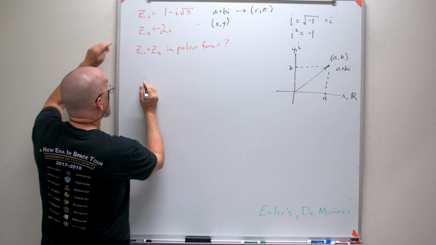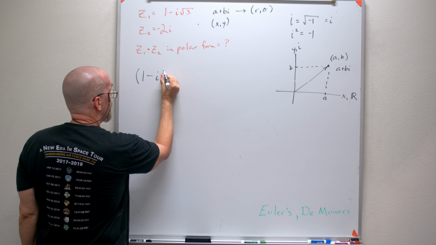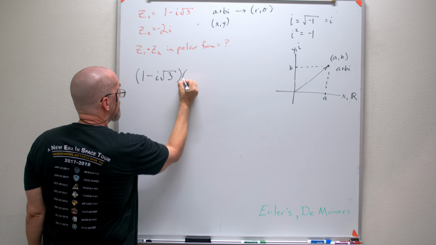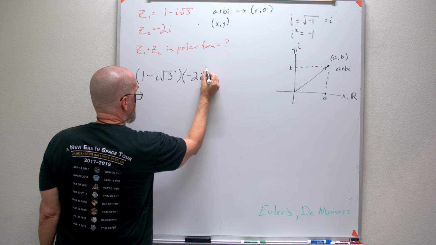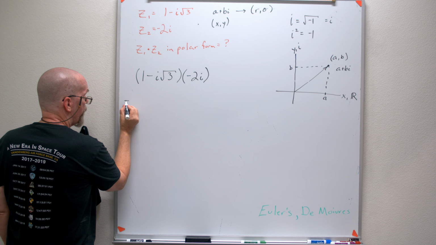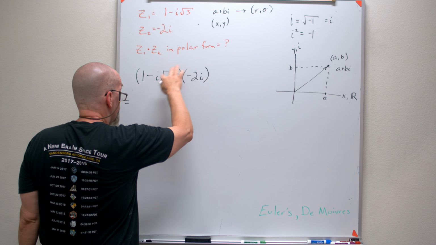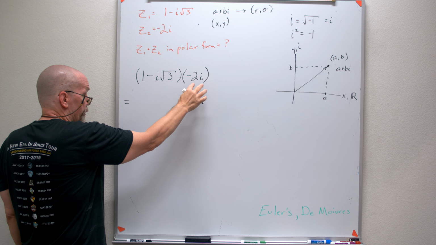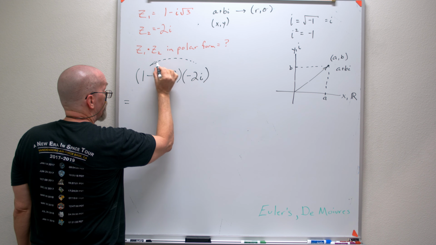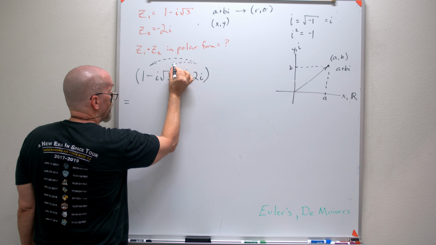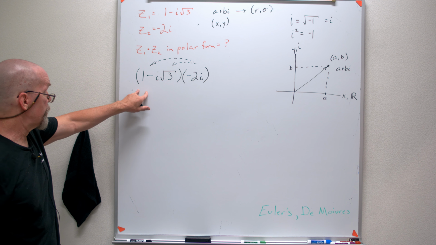So Z1 times Z2, Z1 is 1 minus I times rad 3. Z2 is negative 2I. And again, I changed them a little bit from what's in your book. If I'm doing an A plus BI times a C plus DI, I would FOIL. Technically, this isn't called foiling because there's not two terms, but we just have one term multiplied by two terms, and we do it the way we always would. We're just going to multiply the negative 2I by this and by that. Whatever we get is going to be our answer.